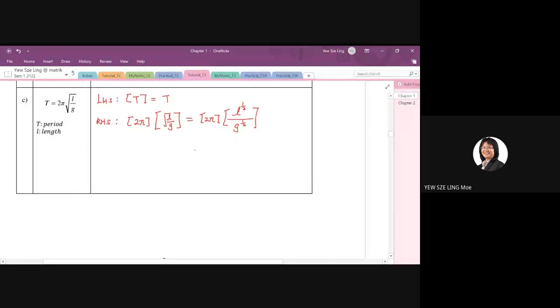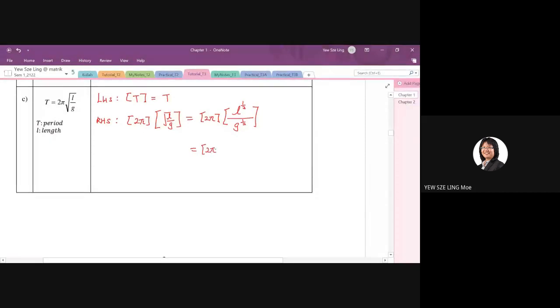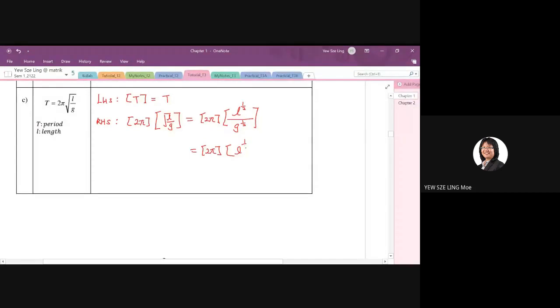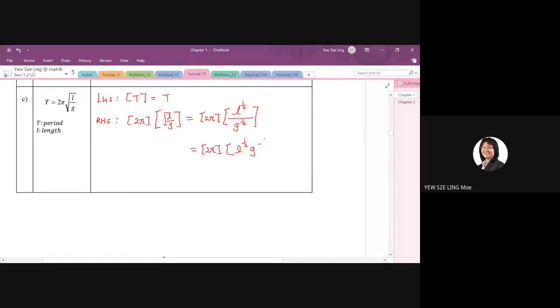Okay, it is then equals to 2 pi bracket. Now I want to move this denominator. I want to bring it up. So it becomes L to the 1 over 2, G to the negative 1 over 2. If you want to move the denominator up, then you add a negative sign here. So you have a negative 1 over 2. And next, now that I've reached this step, I can then proceed to the dimensional analysis.